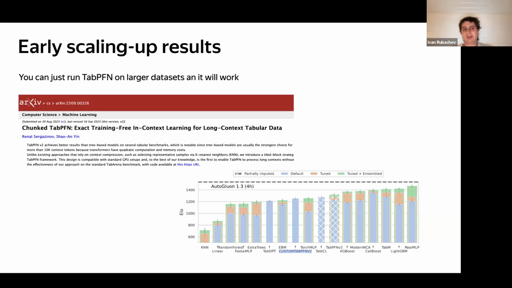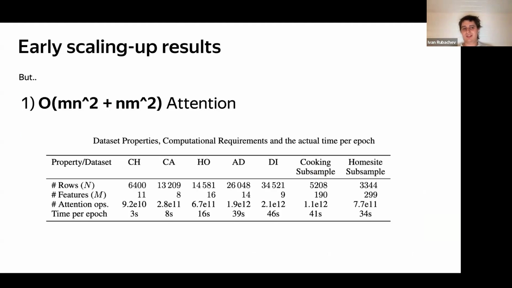And I did this in my initial experiments on some datasets, like full TabArena datasets and larger datasets that reach up to like 700,000 examples. But there were some problems. First problem is the double quadratic attention. So you have a dataset with m features and n samples.